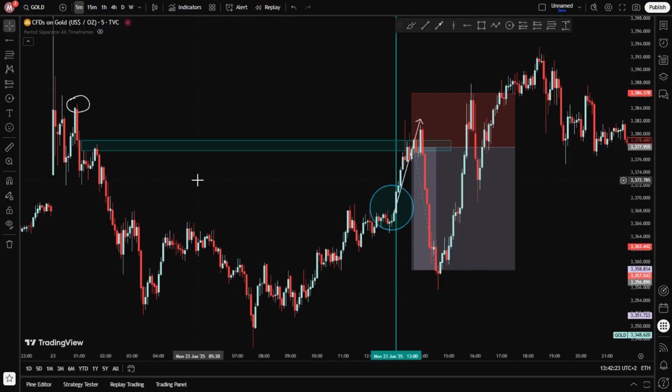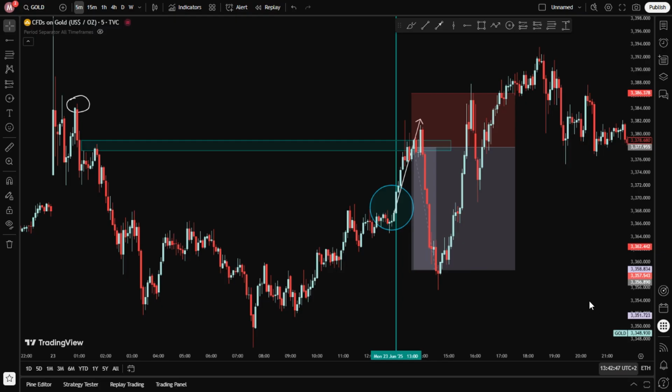Alright traders, let's get started. So now here we're looking at gold on the 5 minutes time frame. It's very important for you to scale down to the 5 minutes time frame because this is a scalping strategy. So you want to make sure that you can see the structure clearly and that you can get in and out of the market as quickly as possible. So the first thing is to scale down to the 5 minutes time frame.